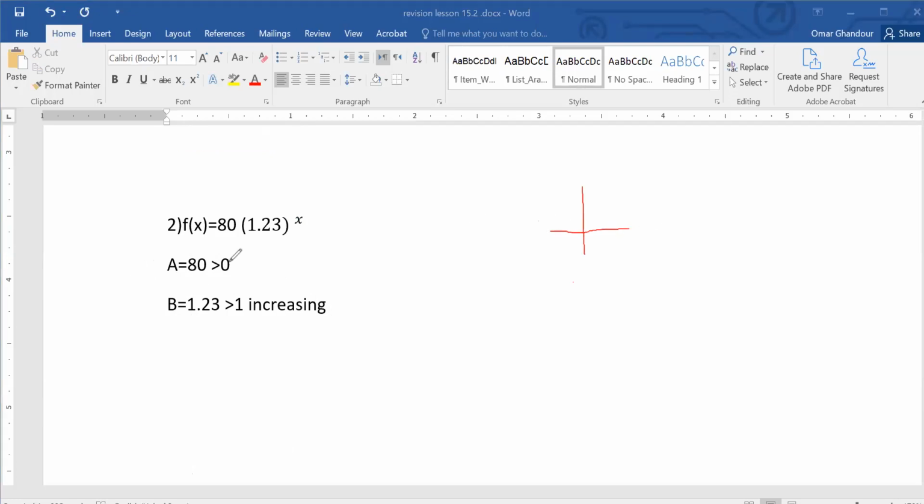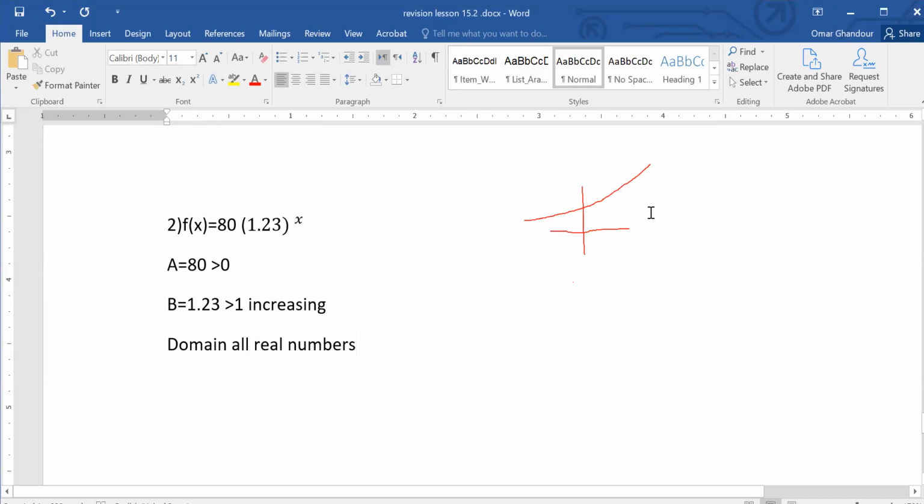Since a is positive, it's up. Since it's increasing, let's draw the increasing function. This is my function. Now let's find the domain and range. Again, what is the value of your domain? All real numbers, because you are talking about positive and negative.